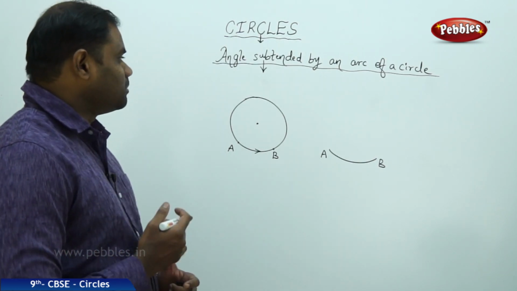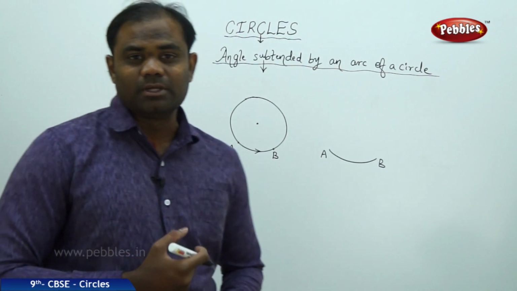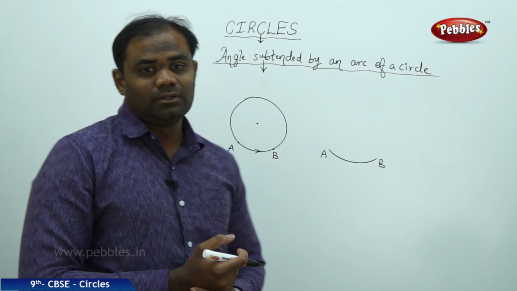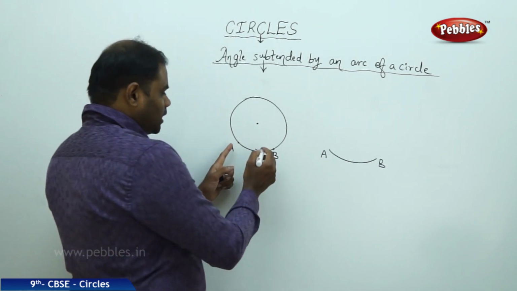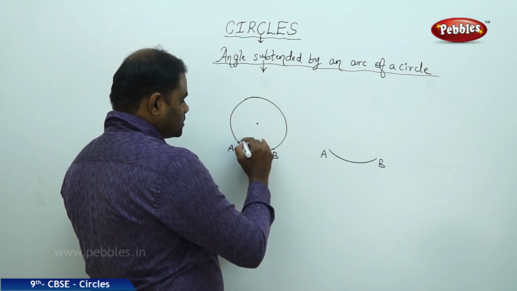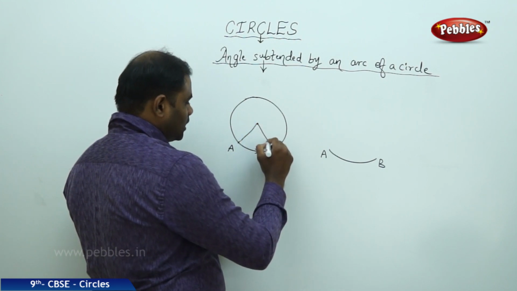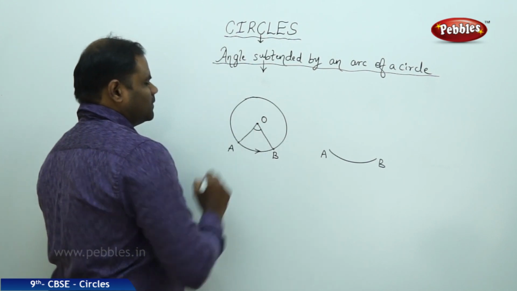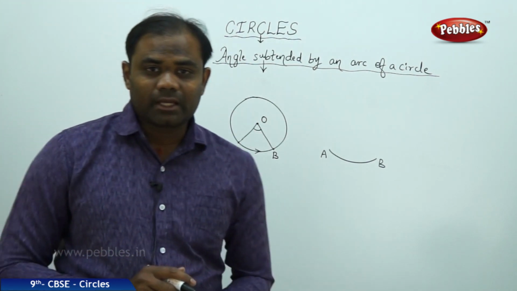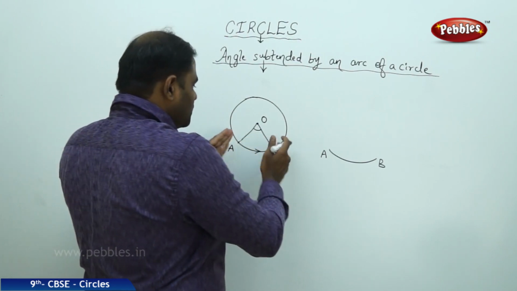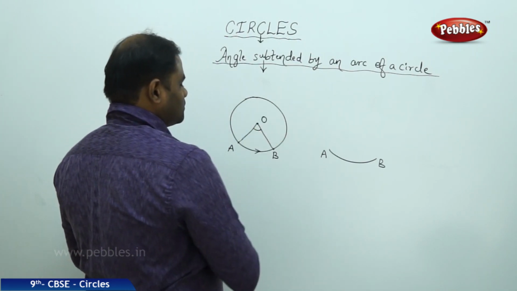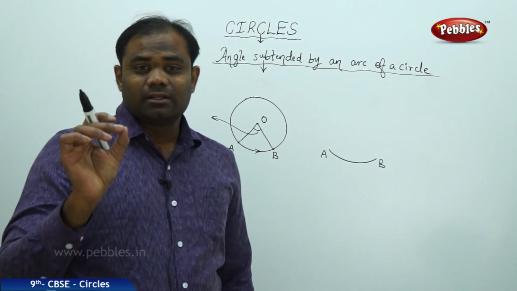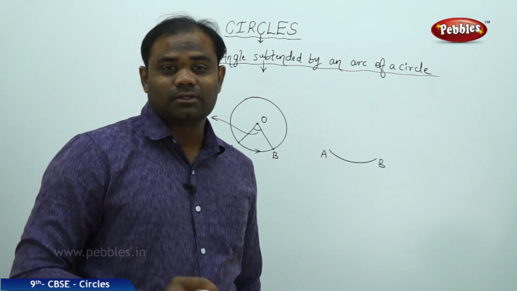So angle subtended by an arc of a circle is understood to be the angle made by the arc with respect to the center of the circle. For example, here is the arc AB. Now this is the angle as made by the arc with the center of the circle. So this angle is referred to as the angle subtended by an arc of the circle.